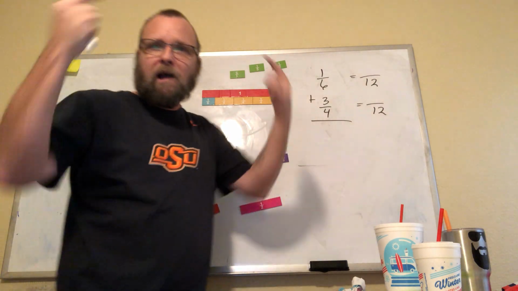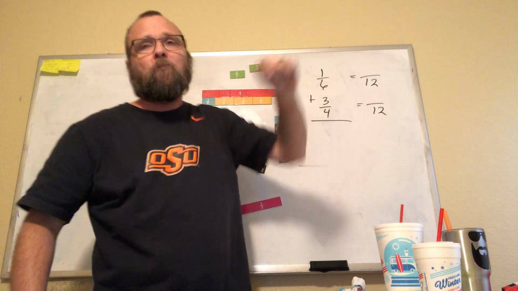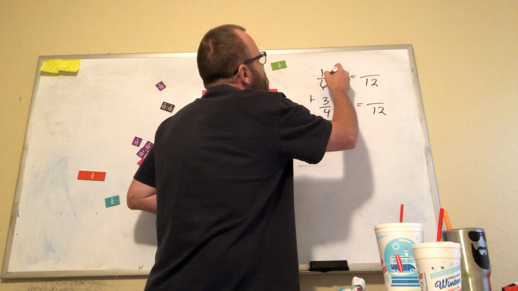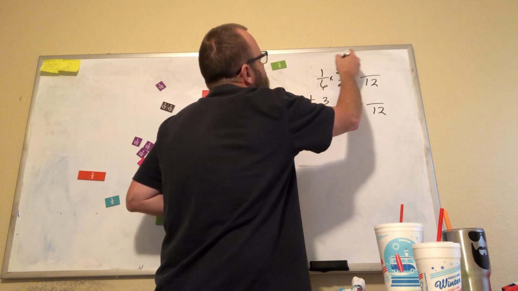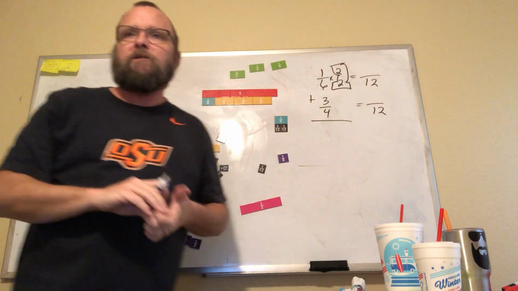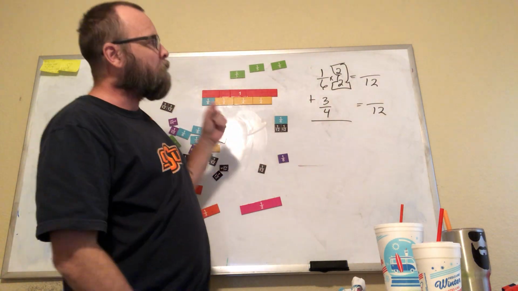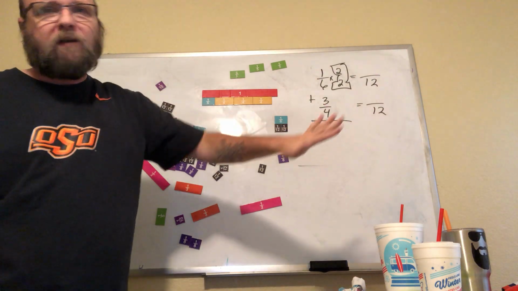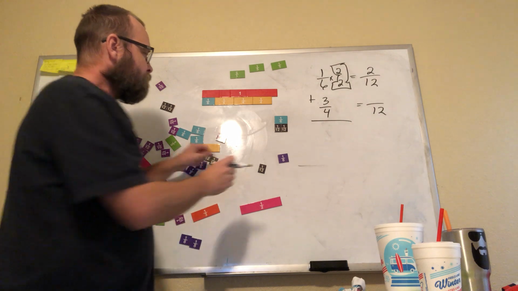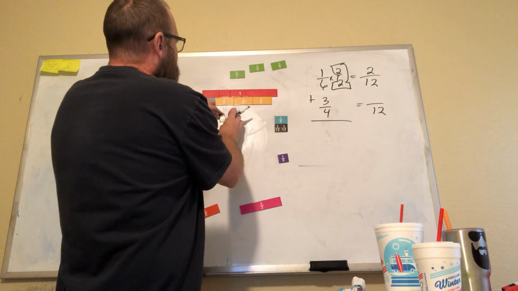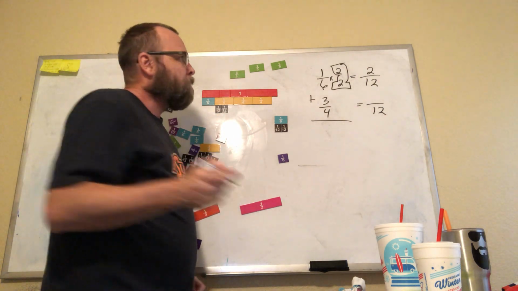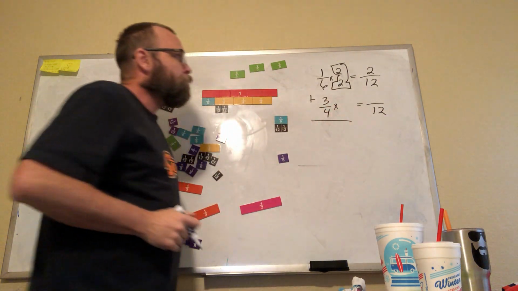Mathematically, I ask myself, what do I multiply by 6 to get 12? And myself says 2. If I multiply my denominator by 2, I must also multiply my numerator by 2, because that means I'm multiplying by a fraction that equals 1, and if I multiply by 1, I don't change my value. 1 times 2 is 2. So 1/6 is 2/12ths. Now we're going to jump over to 3/4.